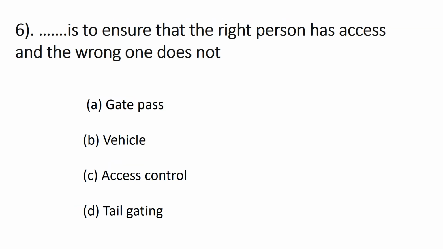Six: what is to ensure that the right person has access and the wrong person does not? Get pass, vehicle, access control, and tailgating. The correct answer is access control. Access control is to ensure that only authorized persons get in and unauthorized persons are kept out. That's why C is the correct answer.